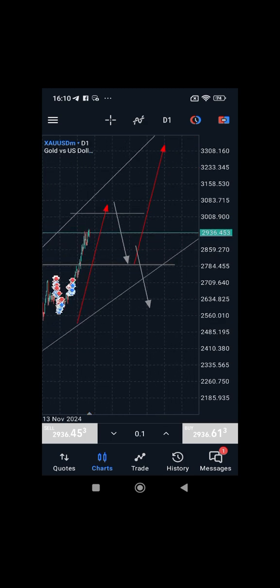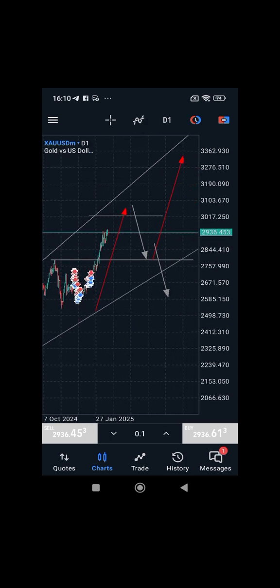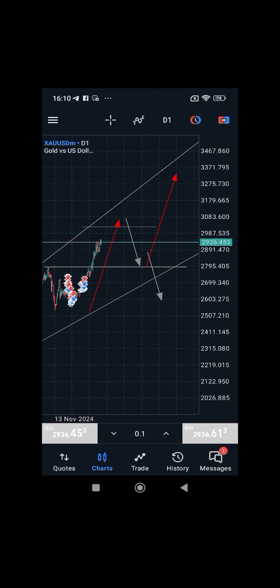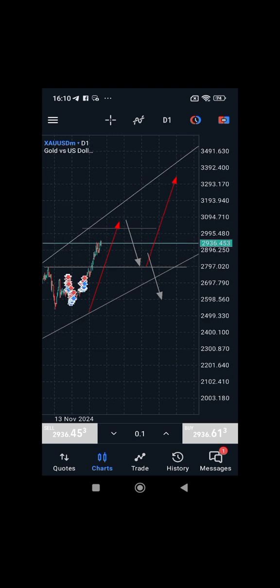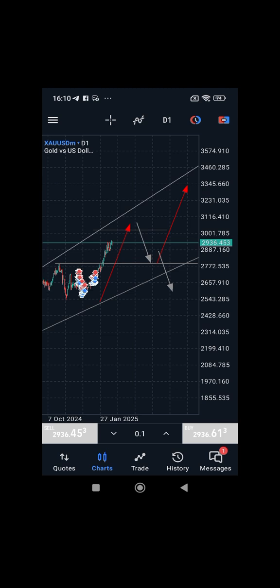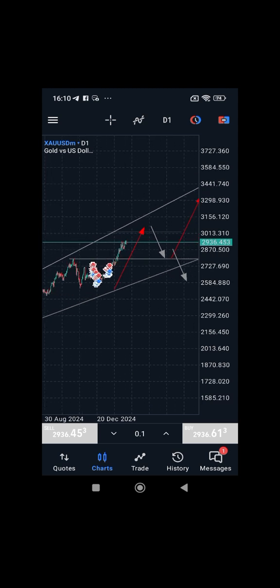There's no indication for reversal, so it is very important that the trend may further go up. So if the 3000 area is being hit, we are going to be expecting 3300 and even more. So this is what I'm analyzing on gold. These are my expectations for the upcoming week.